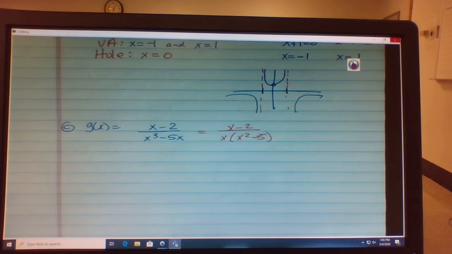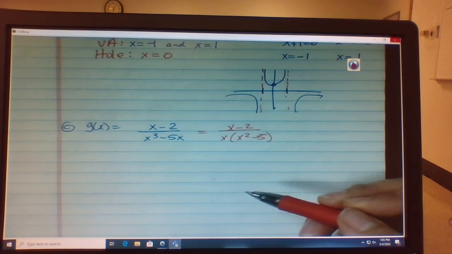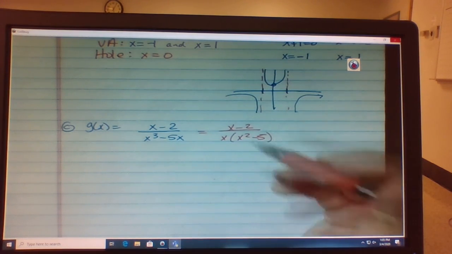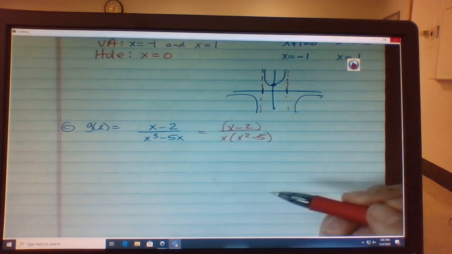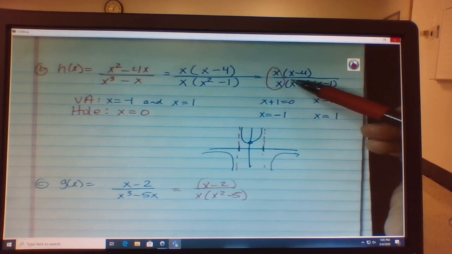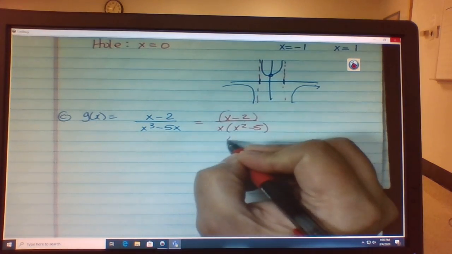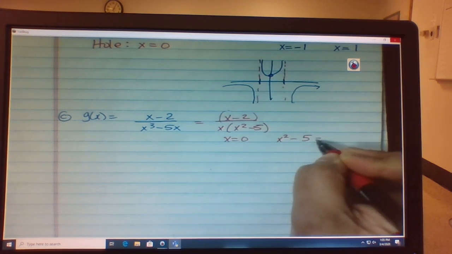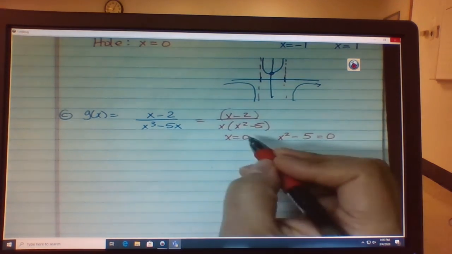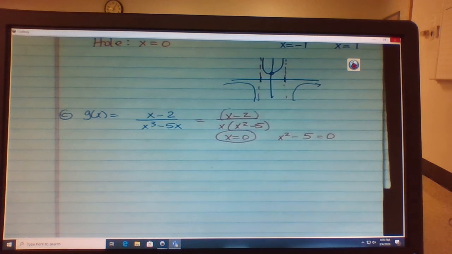Is this what you guys got? Yes? Is there anything in common on top and bottom? No. This x belongs to that minus 2. You cannot say, oh, they're the same. It's not the same as this type of problem. So there's nothing in common. So I have an x equals 0 and an x squared minus 5 equals 0. Now this is already solved for x.